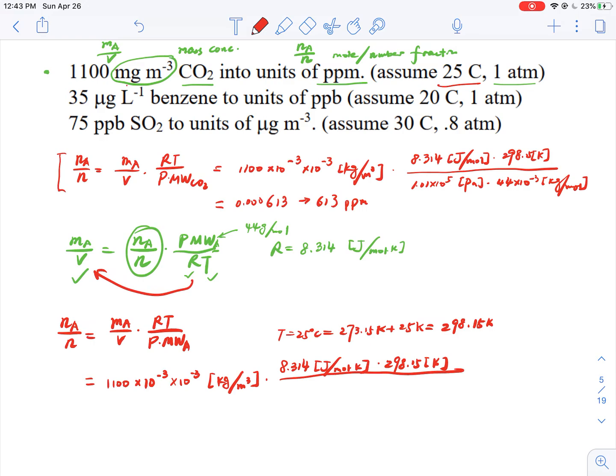So what is the standard unit for pressure? That's going to be Pascal, right? 1.01 multiplied by 10 to the 5th Pascal, and then multiplied by the molecular weight of A, or the molecular weight of the carbon dioxide, right? We know that the carbon dioxide has a molecular weight of 44 grams per mole, but again, we want to convert it into standard units, which is 44 multiplied by 10 to the minus 3 kilogram per mole.